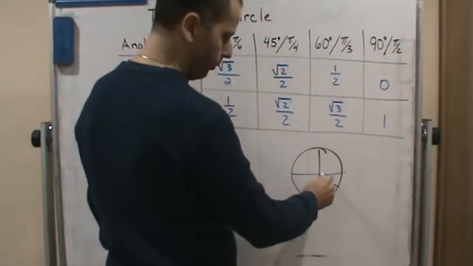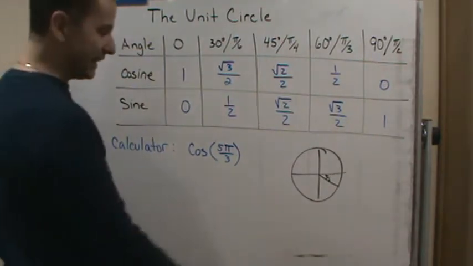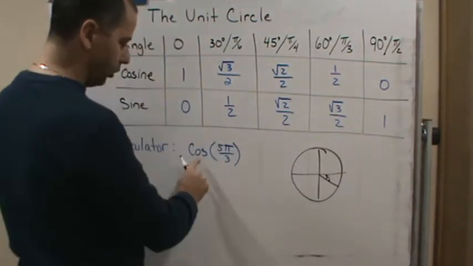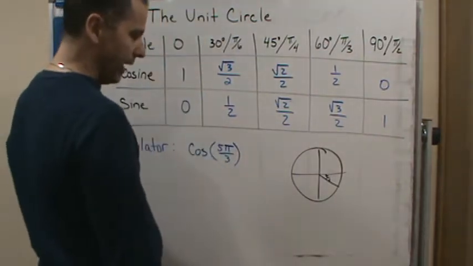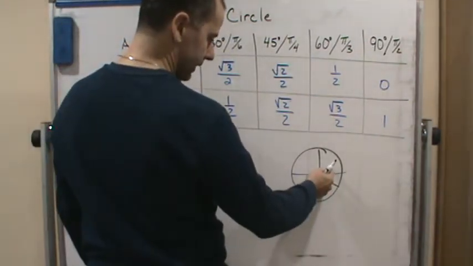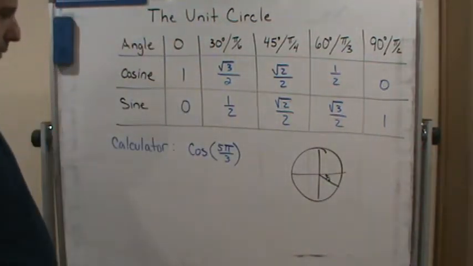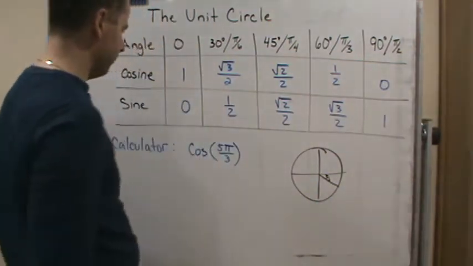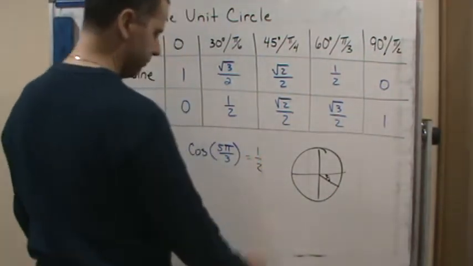Or we could look at it as negative pi over 3, which means it's a 60-degree angle. So our reference angle here is 60 degrees. And cosine of a 60-degree reference angle is adjacent over hypotenuse. We know the cosine of a 60-degree angle is 1/2. So we know that this should be 1/2.